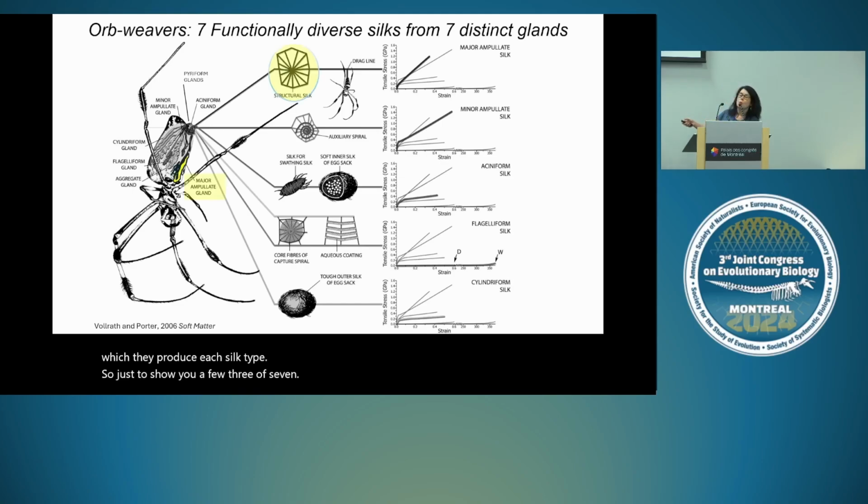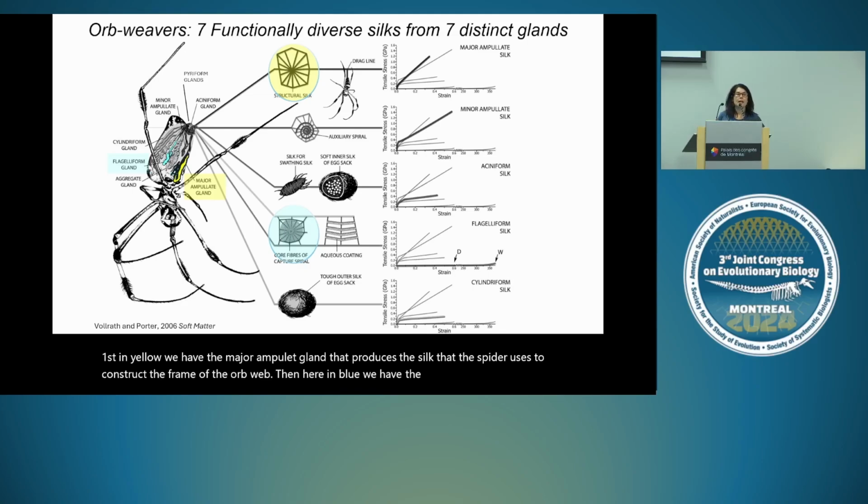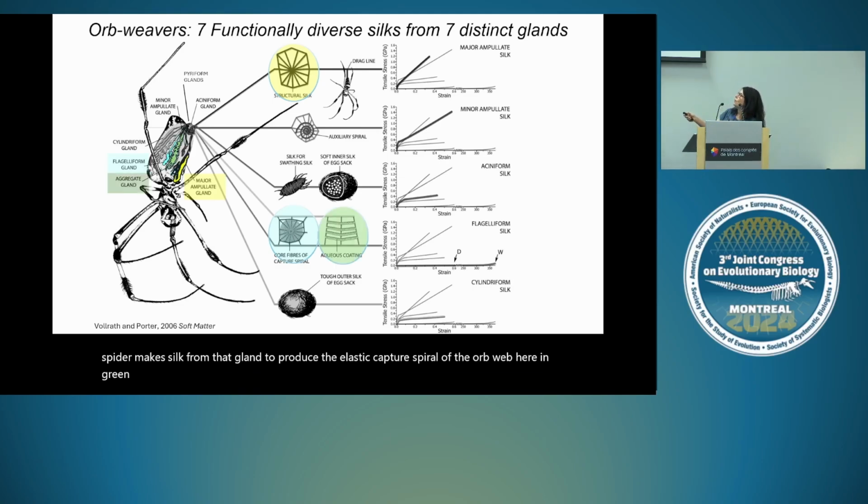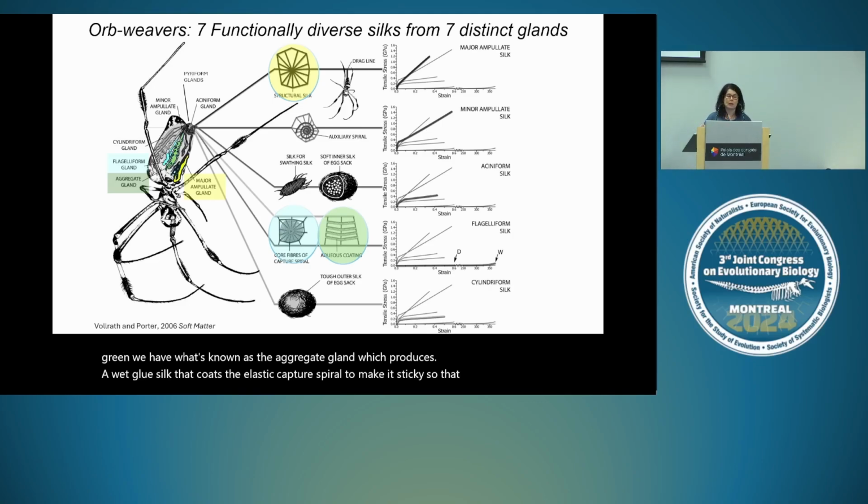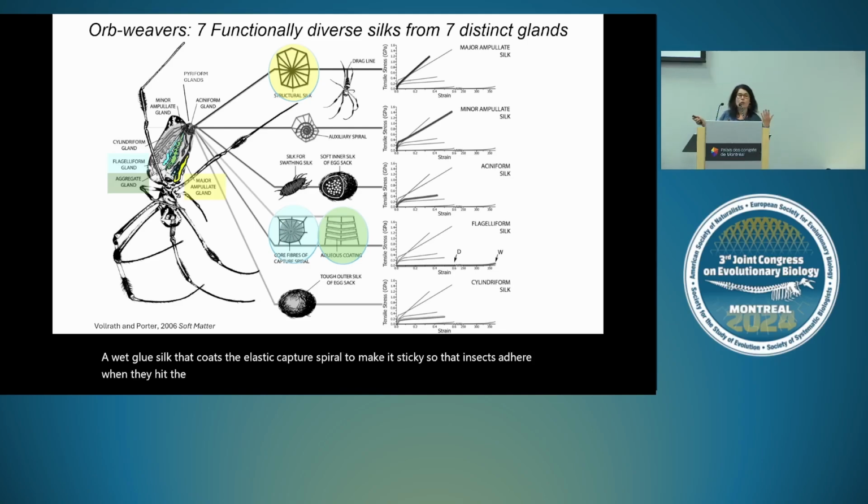First, in yellow, we have the major ampullate gland that produces the silk that the spider uses to construct the frame of the orb web. Then here in blue, we have the flagelliform gland, and the spider makes silk from that gland to produce the elastic capture spiral of the orb web. Here in green, we have the aggregate gland, which produces a wet glue silk that coats the elastic capture spiral to make it sticky so that insects adhere when they hit the web. And so that's 3 of the 7.